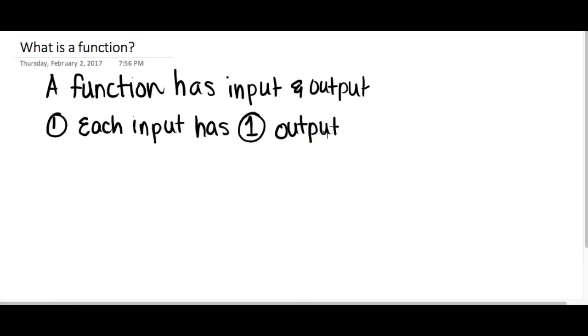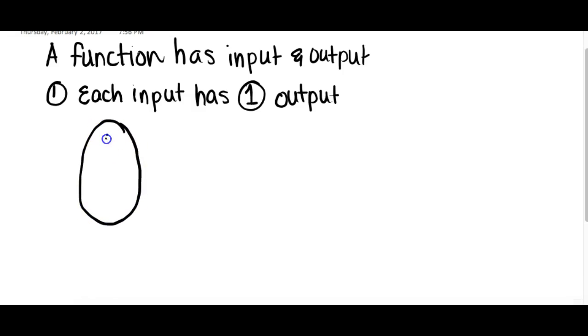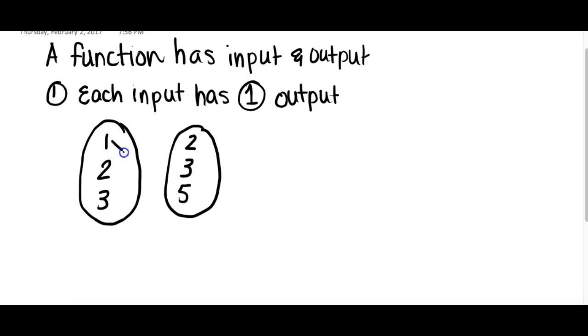Okay, now I'm going to use a diagram to illustrate this, but this is very important. So we'll start with what is a function. We have 1, 2, 3, and this can be 2, 3, 5. And then we put 1 in, we get 5 out. We put 2 in, we get 3. We put 3 in, we get 2.